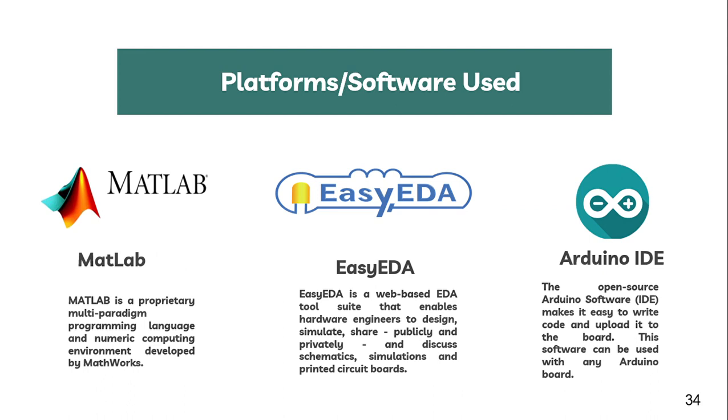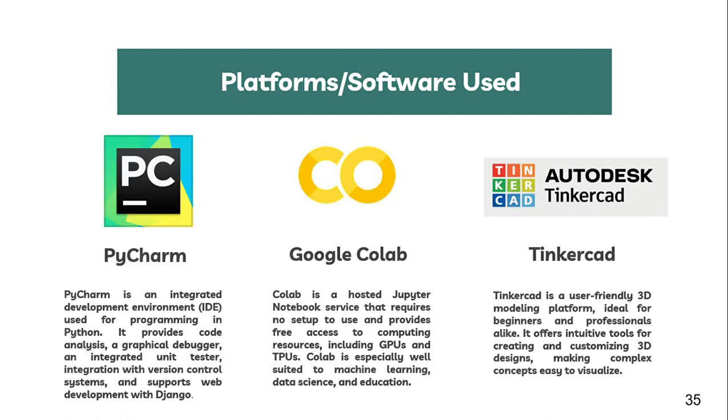Now the software platforms we have used. MATLAB will be used for hosting our AI model. EasyEDA is a web-based EDA tool that enables hardware engineers to design and simulate their designs. We have designed our system using EasyEDA. Arduino IDE for burning our code inside our Atmega 328P microcontroller. PyCharm for testing purposes of our system, sending and receiving data to the ESP01. Google Colab is where we have trained our AI model, which will be used inside MATLAB.